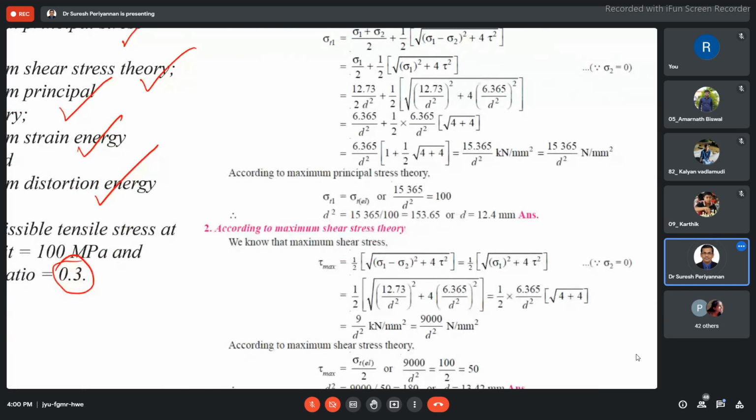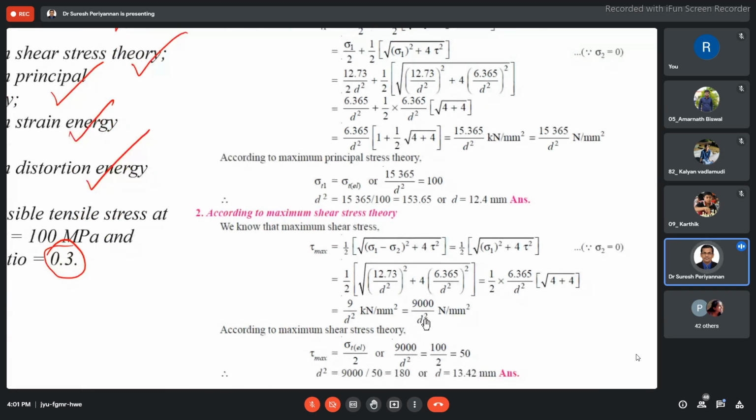Okay. Now, after maximum principal stress theory, the second case is maximum shear stress theory. Now we are considering tau max. Tau max is nothing but sigma 2.